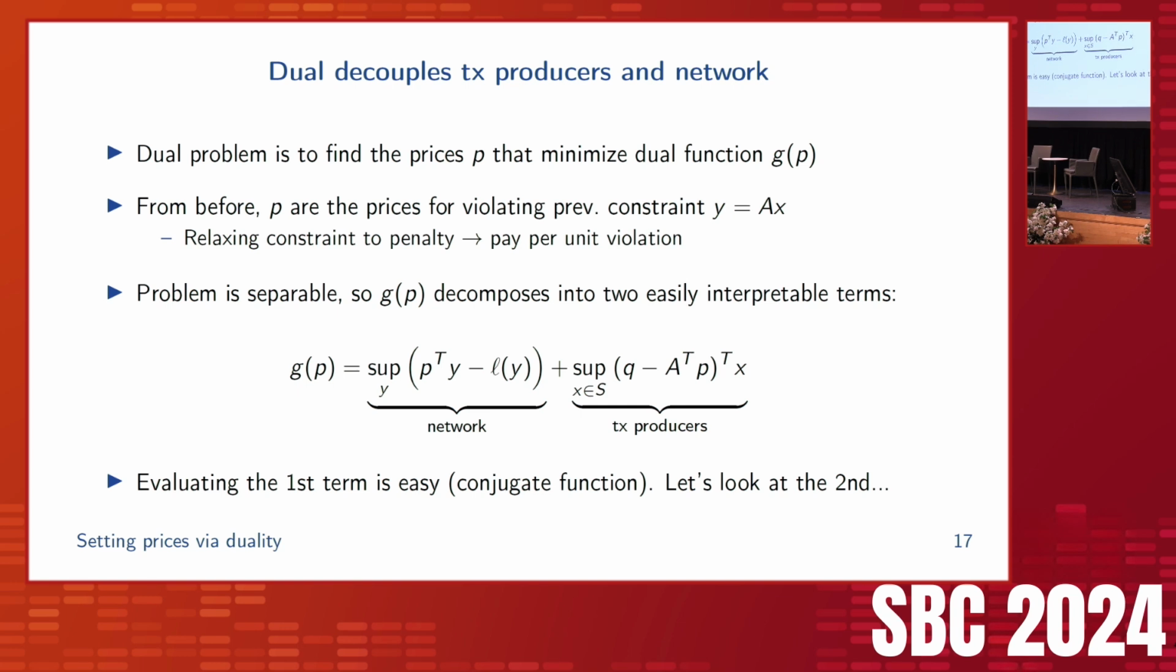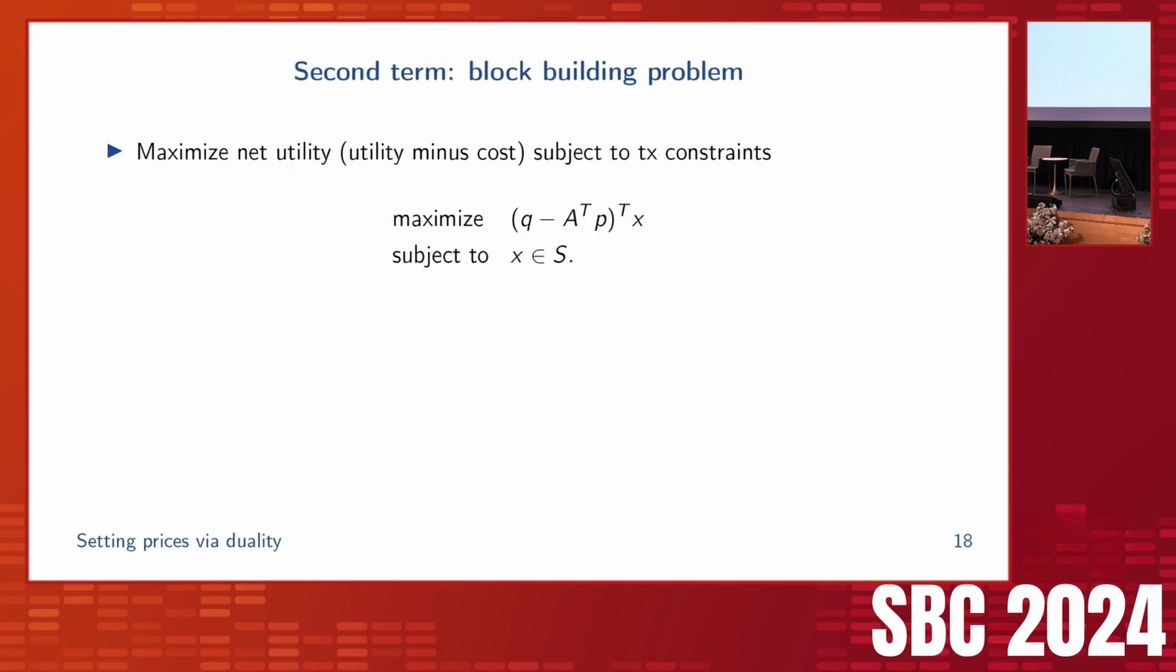The second term is actually a little bit more complicated. So let's look at it for a second. Well, the second term is saying choose the transactions X that are in S that maximize the net utility. So the utility minus the prices that are paid for including that transaction, subject to those constraints given by S. And this is actually the exact problem solved by block producers in determining what transactions are actually included on chain. So what does this mean? The network doesn't have to solve this problem. The network can actually observe the optimal solution to this problem by just looking at what was included in the previous block.